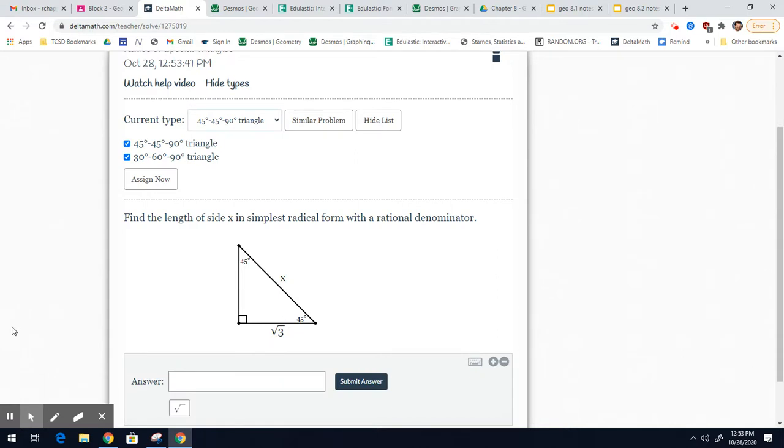Okay, next one here. Same kind of problem, right? Find the length of x in simplest radical form with a rational denominator. So here we go. Again, 45, 45, 90, label it S, S, and then this hypotenuse is S square root of 2. I want to find what x is. X is S square root of 2. They give you what S is. Now, S is not just 3. S is the square root of 3. So that means that x is going to be the square root of 3 times the square root of 2.